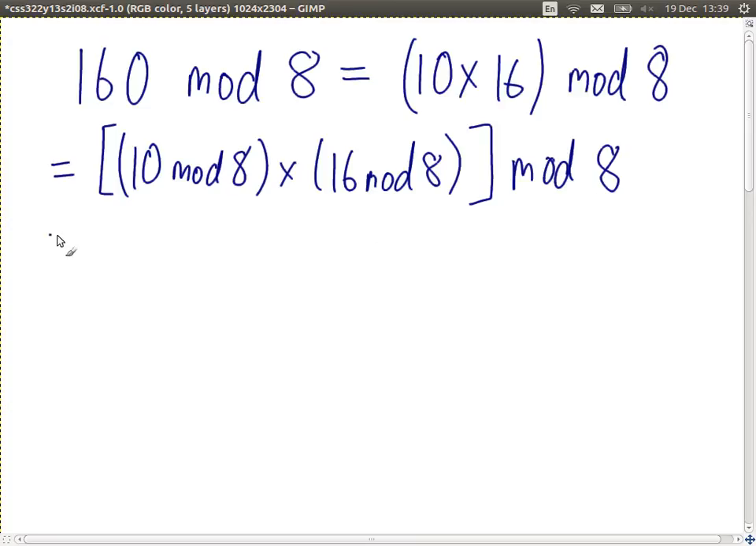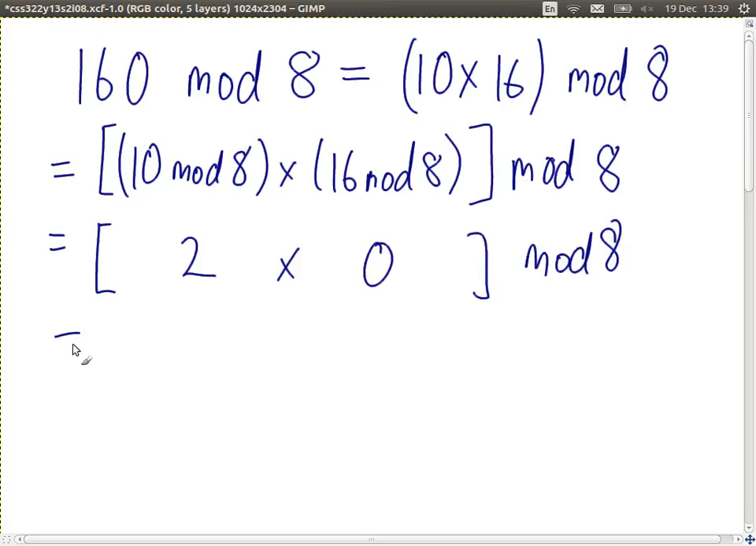Looks complex, but in fact, what do we end up with? 10 mod 8, easy. The remainder is 2. Times 16 mod 8. What do we get? 0. Mod 8 is 0. 2 times 0 is 0 mod 8.